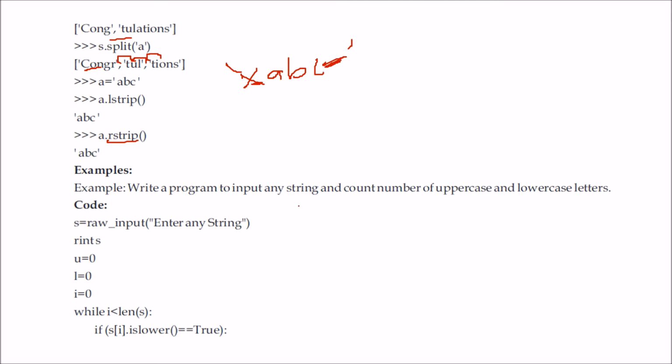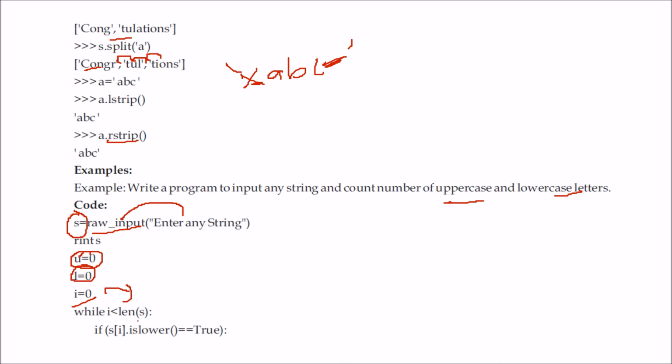Write a program to input any string and count the number of uppercase and lowercase letters. For that, you enter the string, and this raw input is going to take S as a string. Whenever you enter a string, you want to compute the number of uppercase and lowercase letters. We have taken upper as 0 and lower as 0 to calculate the counts, and I is for the loop.